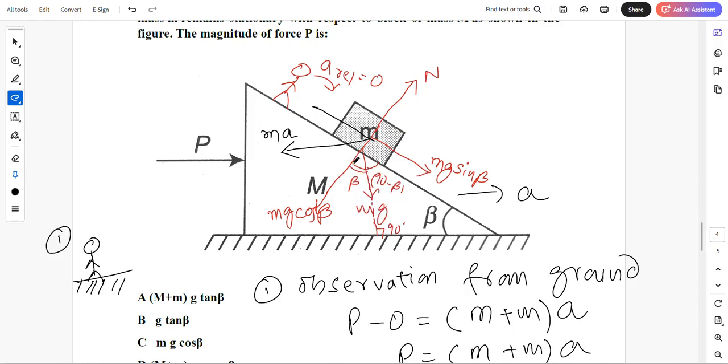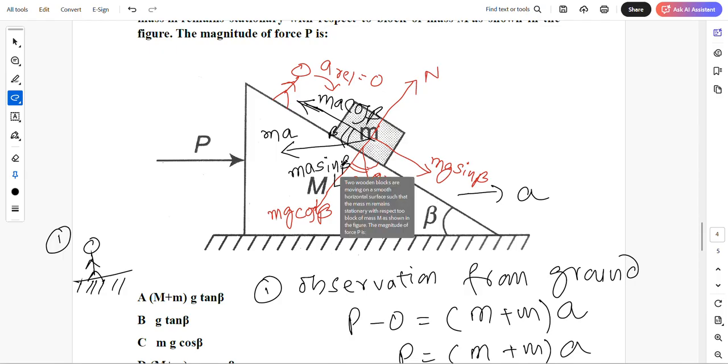Now if this is beta, how much will this be? This will be 90 minus beta, and this will be again beta. If this is beta, this is MA, what will this one be? MA cos of beta. And this will be how much? MA sin of beta. Hope you understood.